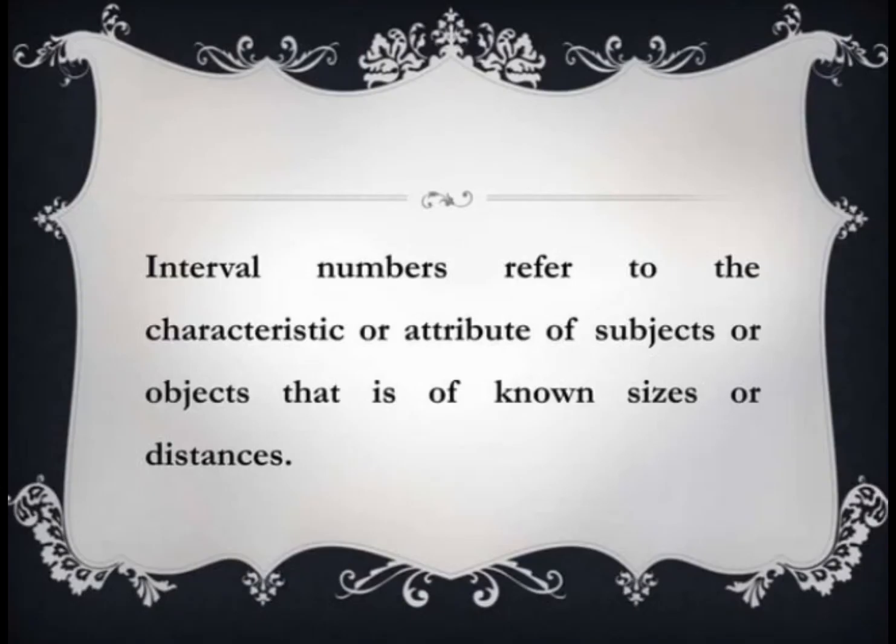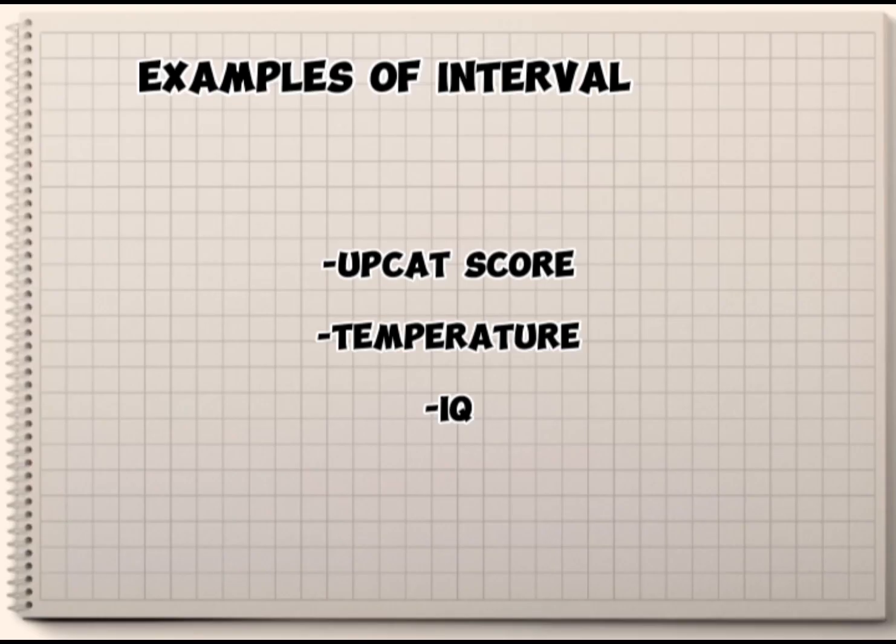So the third scale in numbers is interval numbers. Interval numbers refer to the characteristic or attribute of subjects or objects that is of known sizes or distances. Also, a zero does not mean an absence of the attribute of the objects. Examples of interval numbers are UPCAT score, temperature, and IQ.